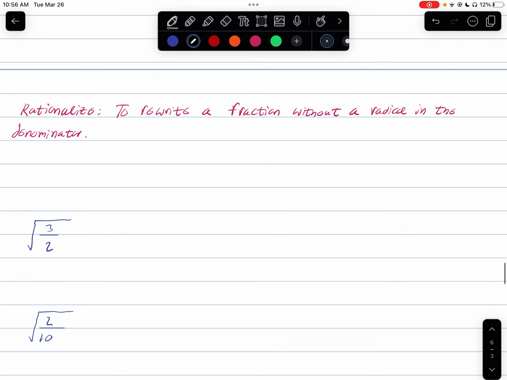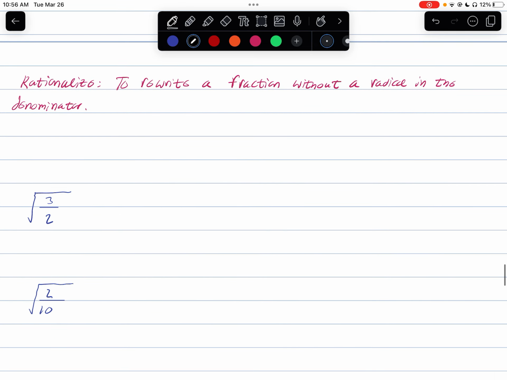Other things we need to consider when dividing. Usually we like to get rid of radicals in the denominator when at all possible. That makes our lives a lot easier when we're dealing with more complicated equations and expressions that we want to simplify. So we have to do something called rationalizing. That means to rewrite a fraction without a radical in the denominator.